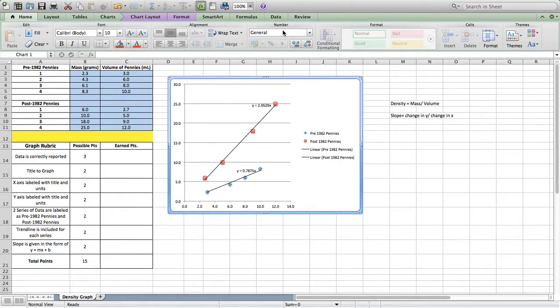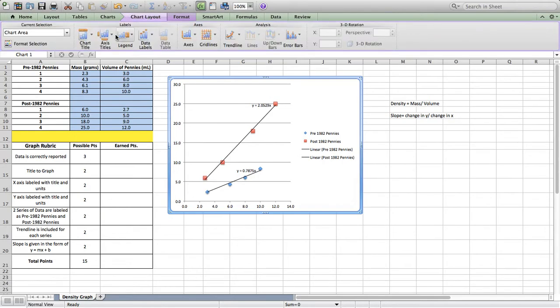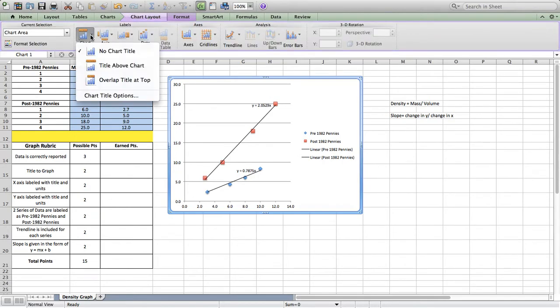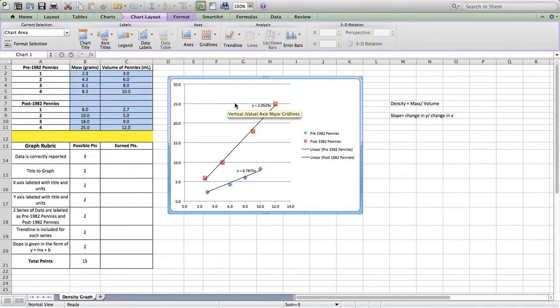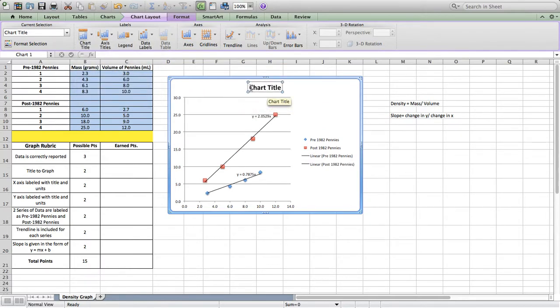The last thing that we're going to do is we know that for a graph, we always have to have a title. So we're going to go ahead and add a title above the chart, and you choose whatever you want to name that.